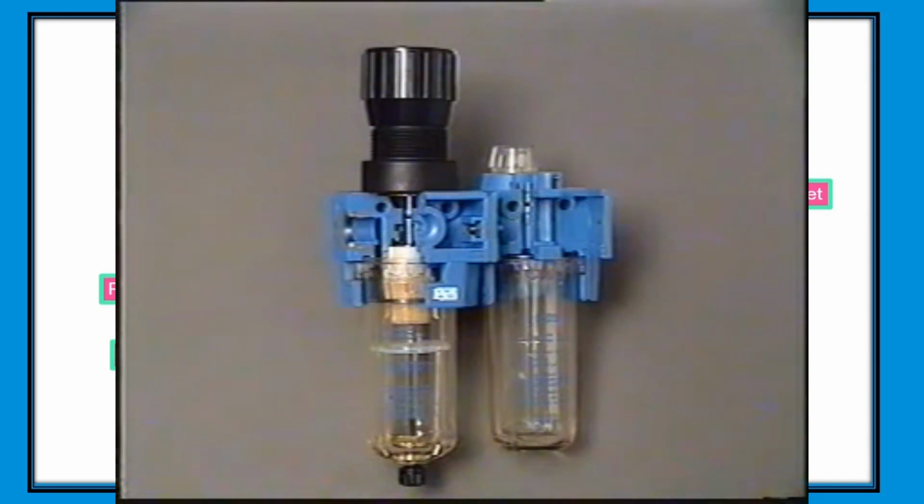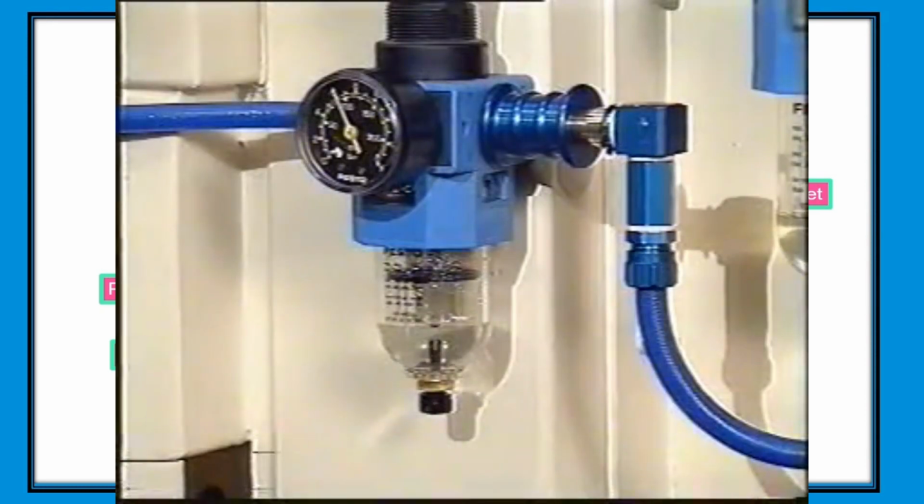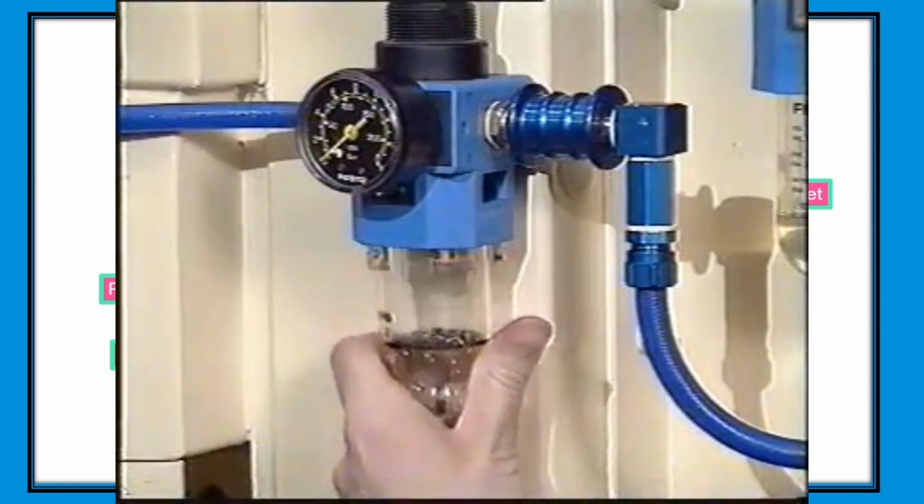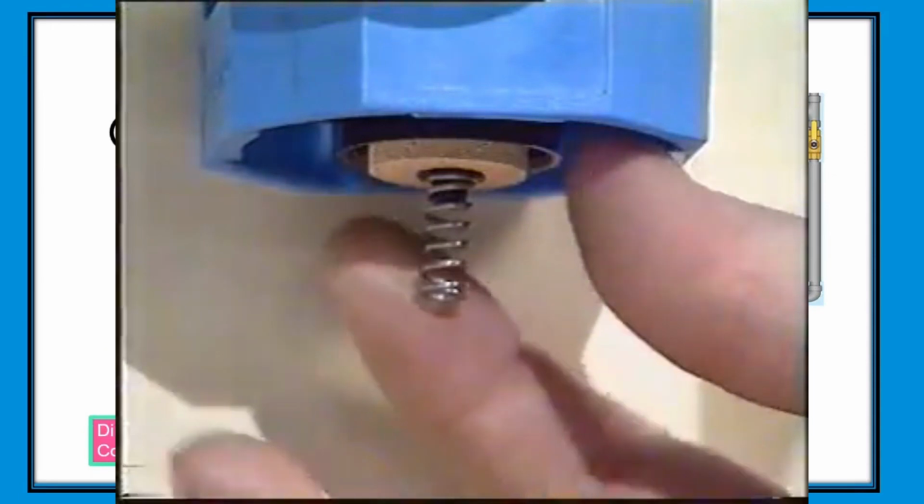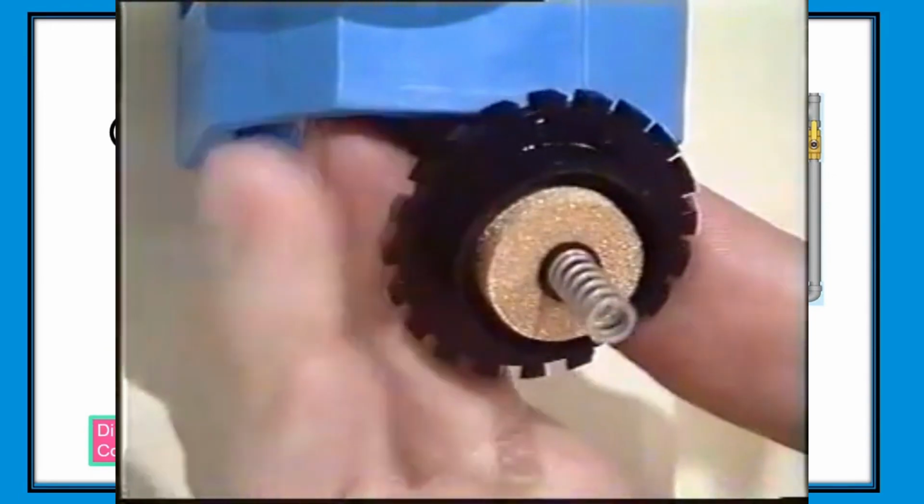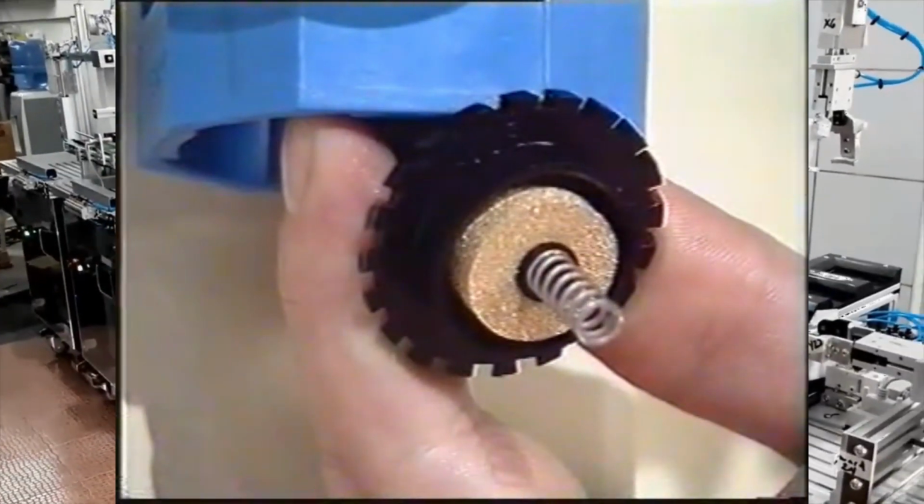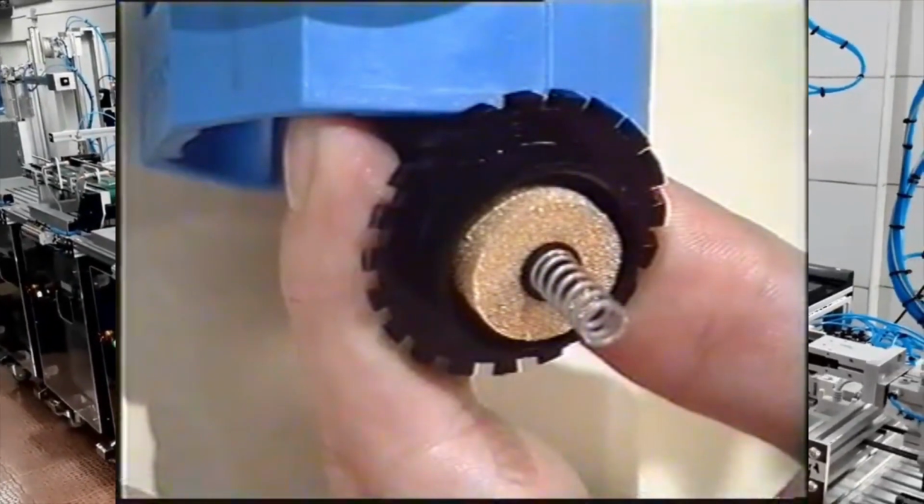To replace the air filter inside, just turn the housing counterclockwise. Usually you need to replace the filter every 6 months, or it depends on your plant's preventive maintenance system. Water drain knob, usually auto drain. If not, you need to drain it regularly. Lubricator. The purpose of the lubricator is to lubricate the line, o-ring, seal, and other components.